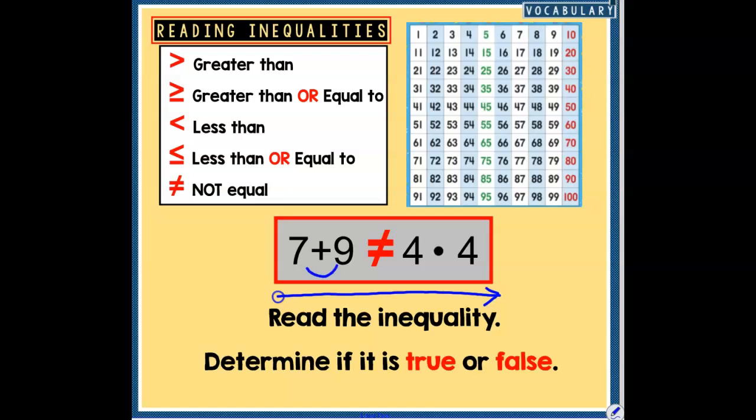7 plus 9, well, I know that 10 plus 7 would be 17, so it would be 1 less, 16. 4 times 4 is equal to 16. Is 16 not equal to 16? Well, no, that one doesn't make sense. 16 is equal to 16, so this makes it false. It is a false statement.